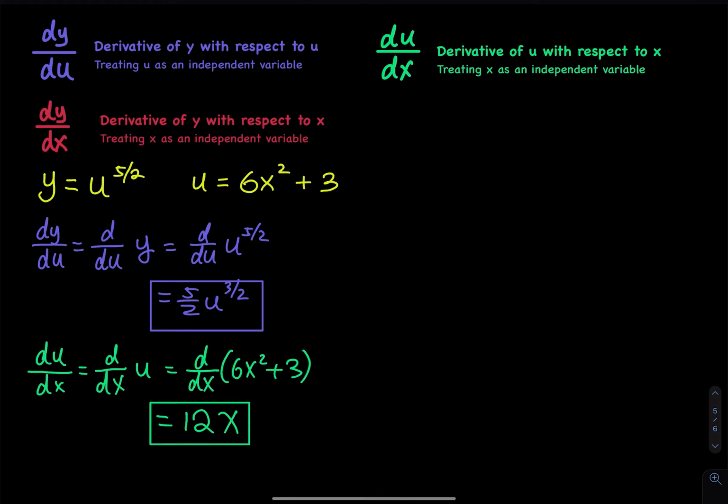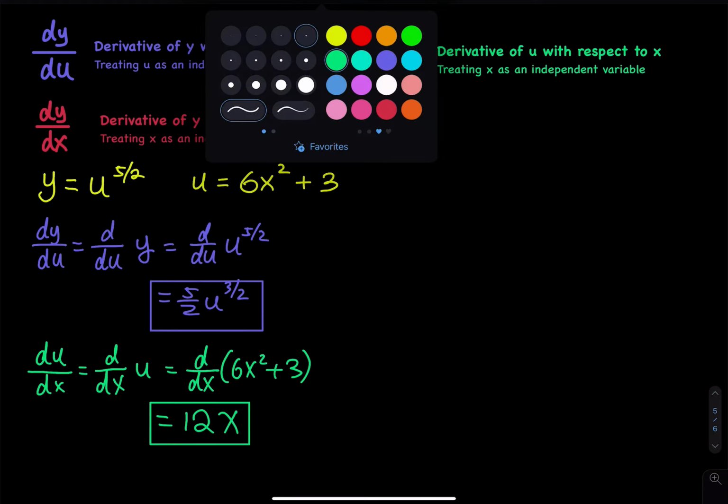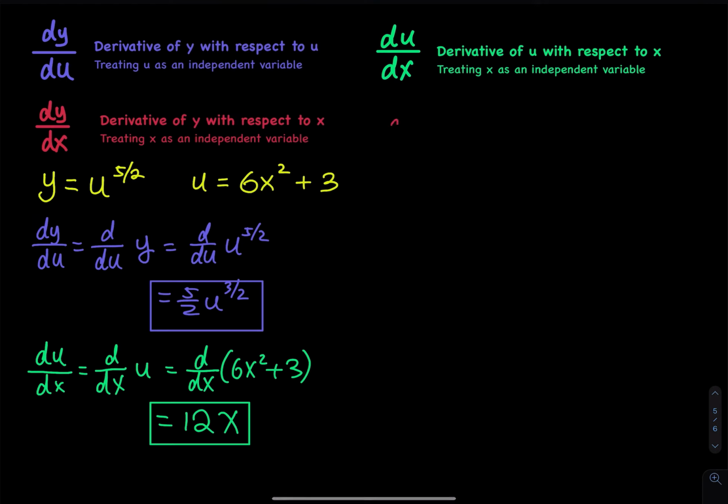And then what about the red one? The red one is dy/dx. That means the derivative of y with respect to x. So you are treating x as an independent variable. Another way to do this is you are taking the derivative of y with respect to x, right? But if you look, y is in terms of u. So y is equal to u and then something. How do you do that with respect to x?